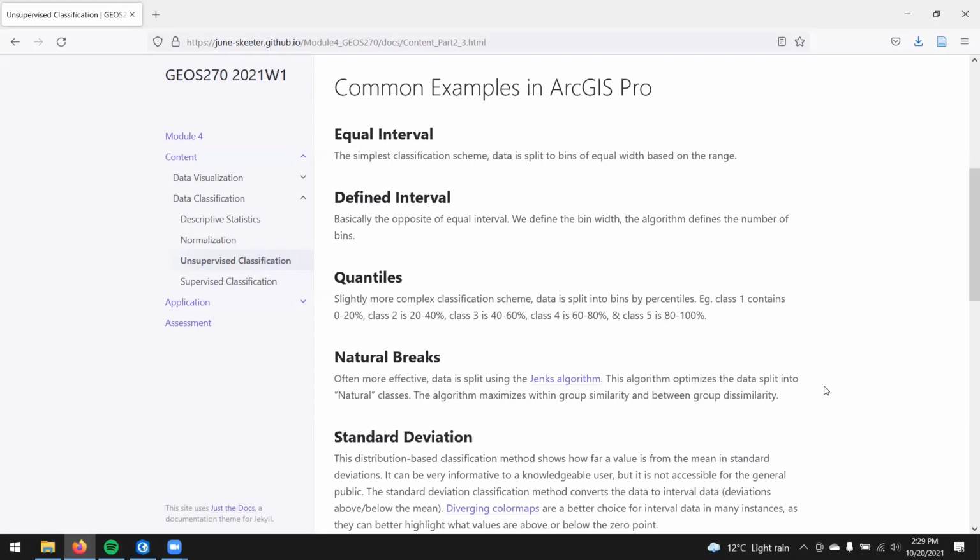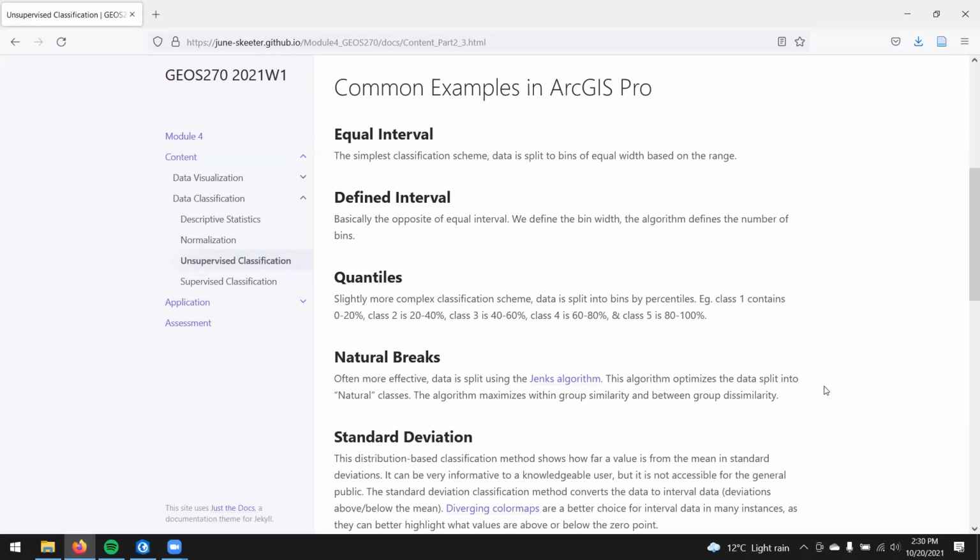And so in nearly every circumstance, you want to avoid using equal interval. It can be useful to just get a quick look at it. But if you're making something production quality, you'd be hard pressed to find a justification for using this one.